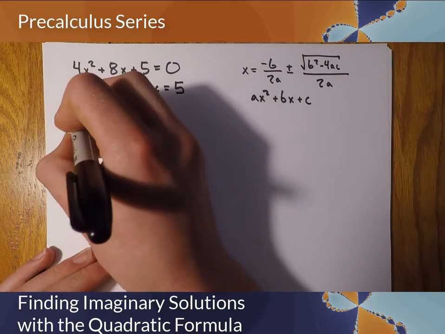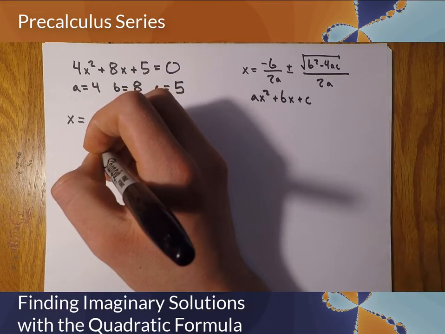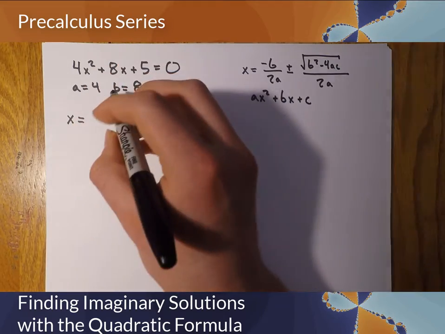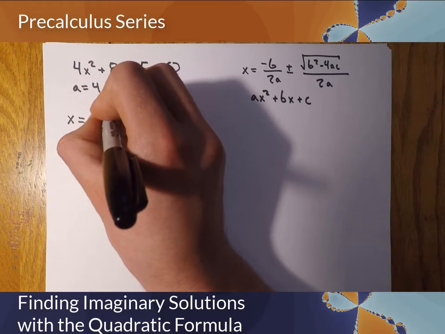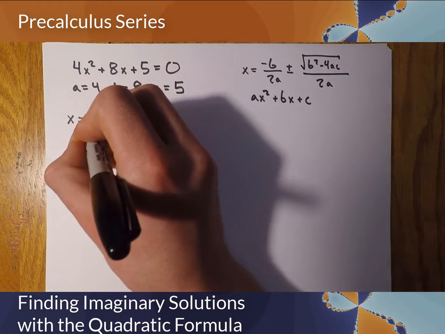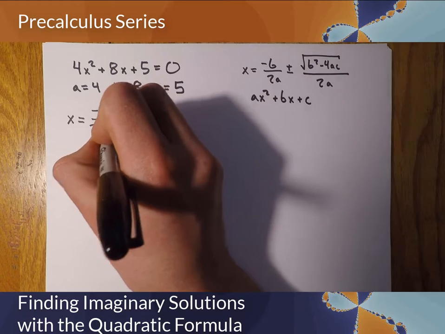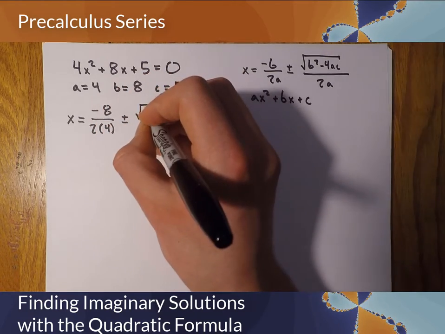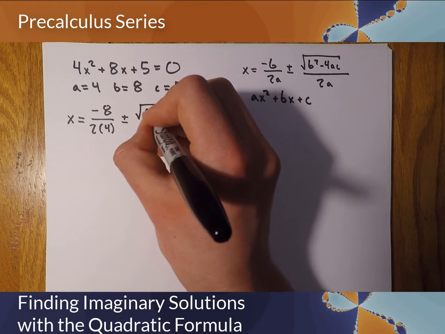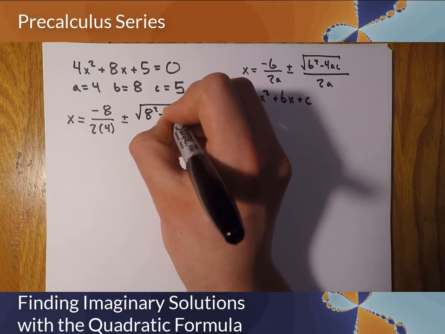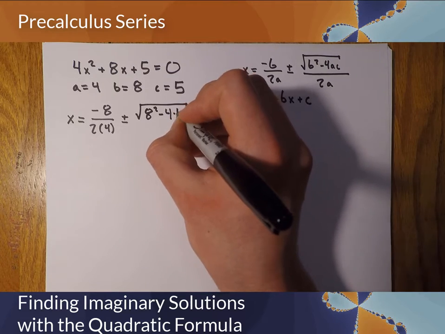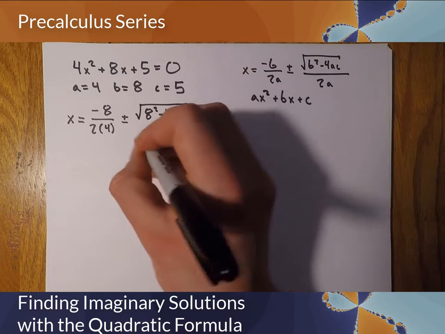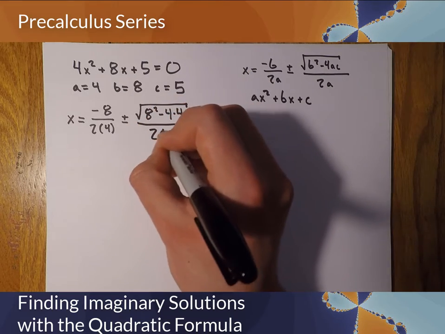So to get our two roots, or two solutions, we just plug it right in. So we have b equal to 8, so negative b is negative 8, over 2a, so this is 2 times 4, plus or minus the square root of b squared, so this is 8 squared, minus 4 times a, so that's times 4, times c, which is times 5, all over 2a, which is 2 times 4.